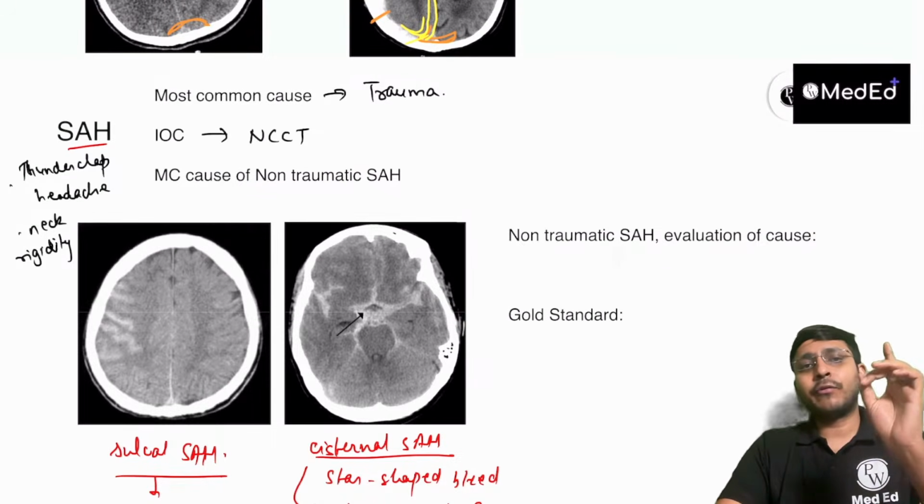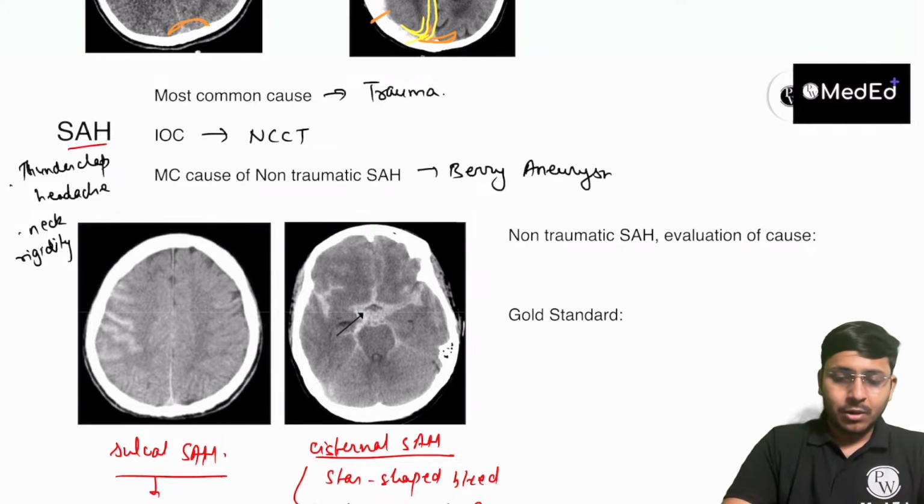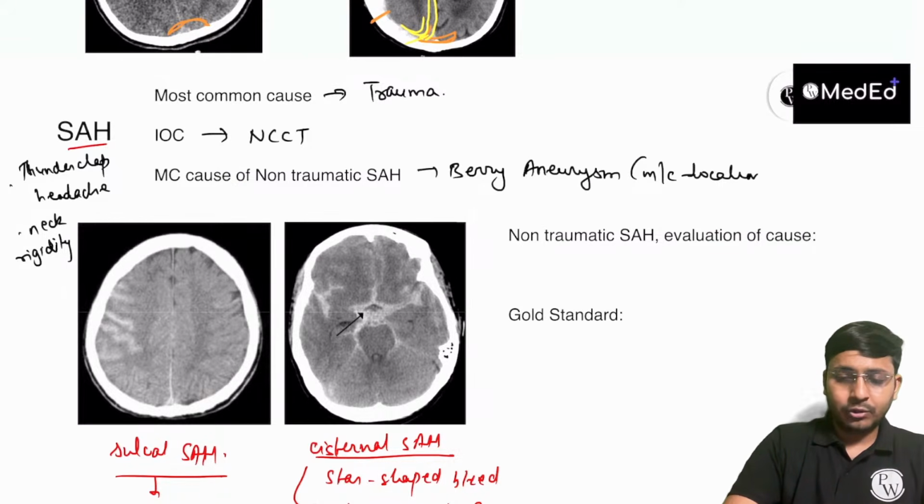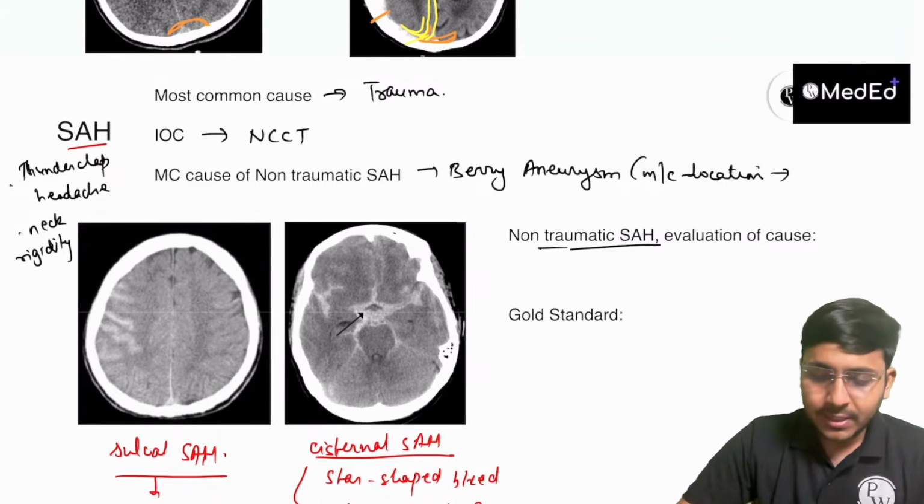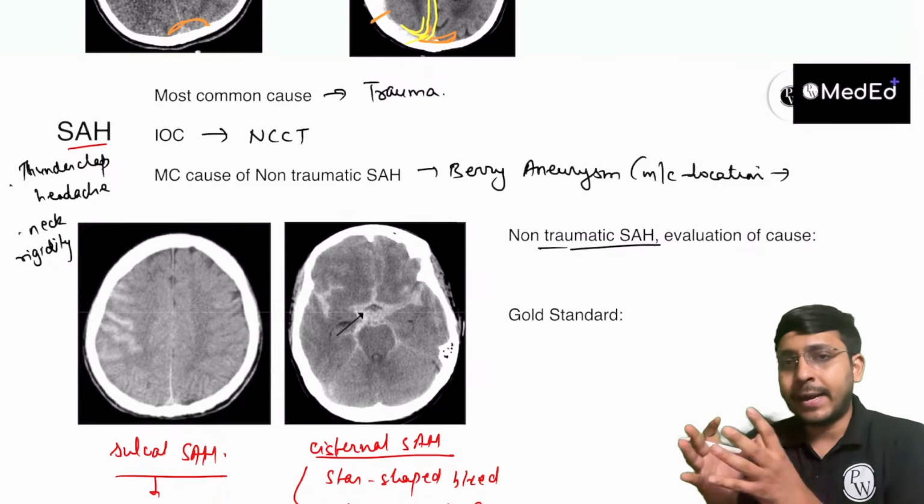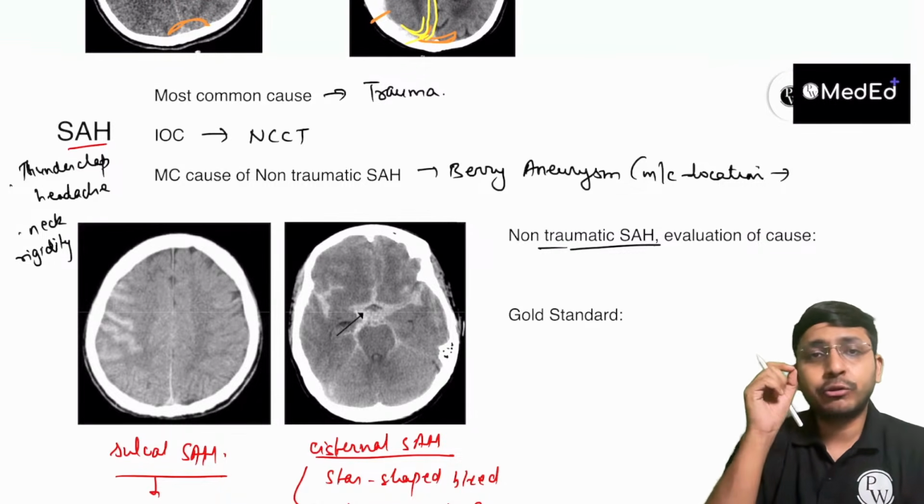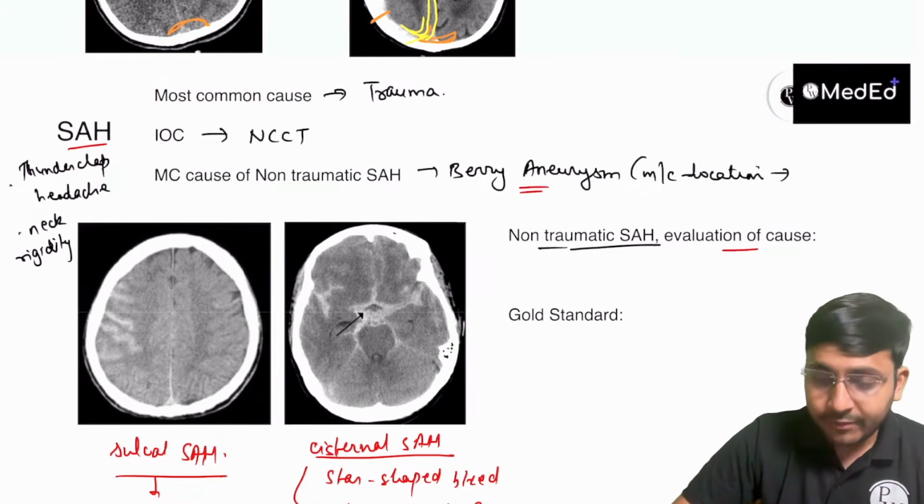The most common cause of non-traumatic SAH is berry aneurysm. What is the most common location? Tell me in the chat box, what is the most common location? Let's say the patient has SAH on NCCT, there is no history of trauma. So it's a non-traumatic SAH. Now, what is the most common cause of non-traumatic SAH? We have read berry aneurysm. Now, how do you identify berry aneurysm? Do a CT angiography.